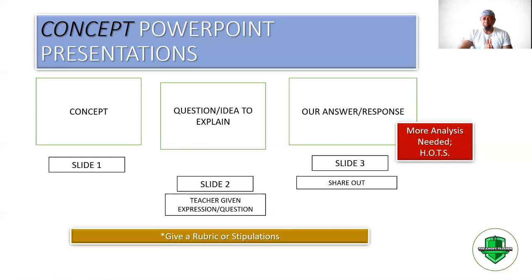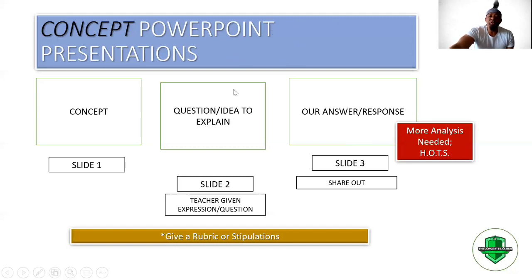There is only one negative that I find with the concept PowerPoint presentations, and that's time. It will take time for them to get this accomplished. If you don't have time, I wouldn't recommend it. One, you'd have to have electronics in your room for them to be able to work on the PowerPoint. Or if you let them do it at home, it requires you letting them do it at home. That's time restrictions, time consuming. When they come back with the information, they're going to have to share out and present that information. So once again, that's time.